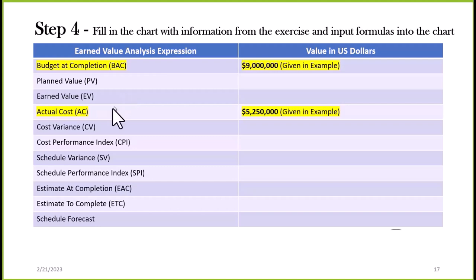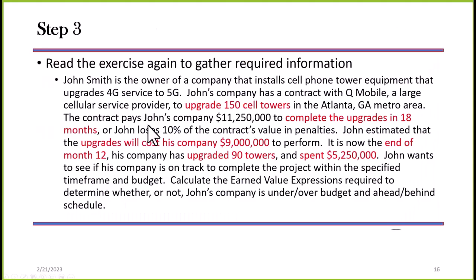If I go back to the previous slide and look at it, I left out a number here, $11.25 million. Why did I leave that out? That's what I get paid for it. That's not my cost. The $11.25 million minus my cost would give me the amount of profit that I'm going to make on this particular project. But that's not a factor of earned value.